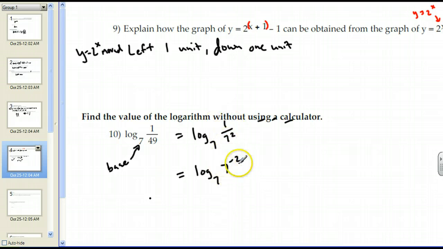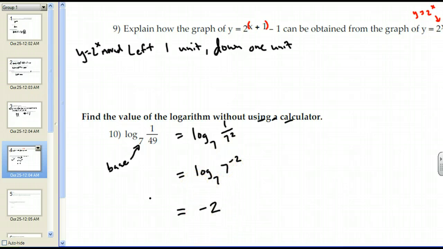because these two things are identical. Now remember, what is a logarithm? The log of this number with this base is what I need to raise this base to in order to get this number. Well, this number is 7, the base, to a power, so the power I need to raise 7 to get this is obviously this power. So the answer here is just -2.